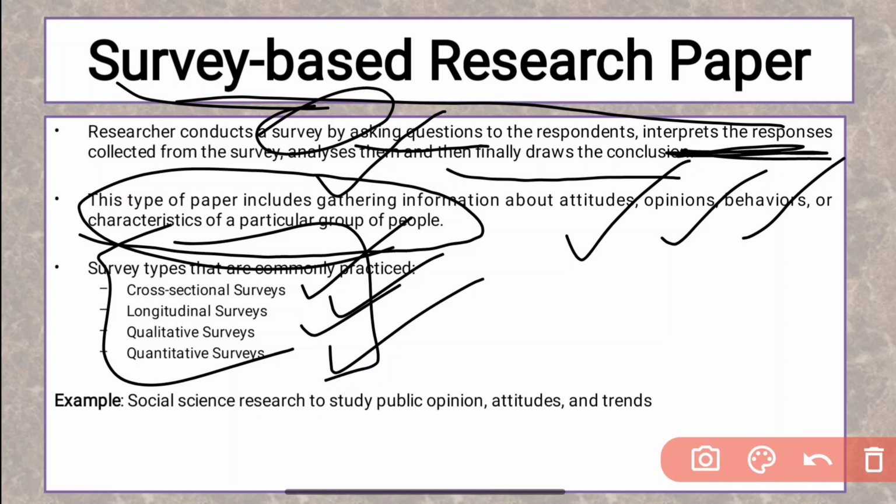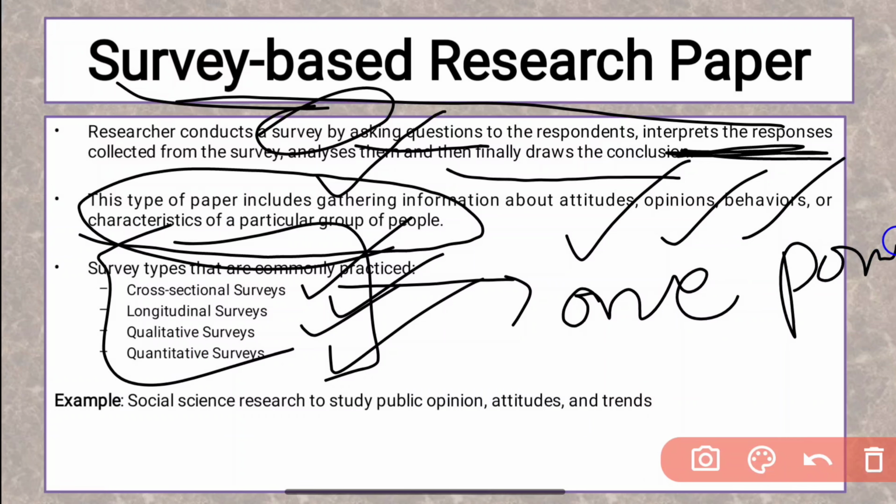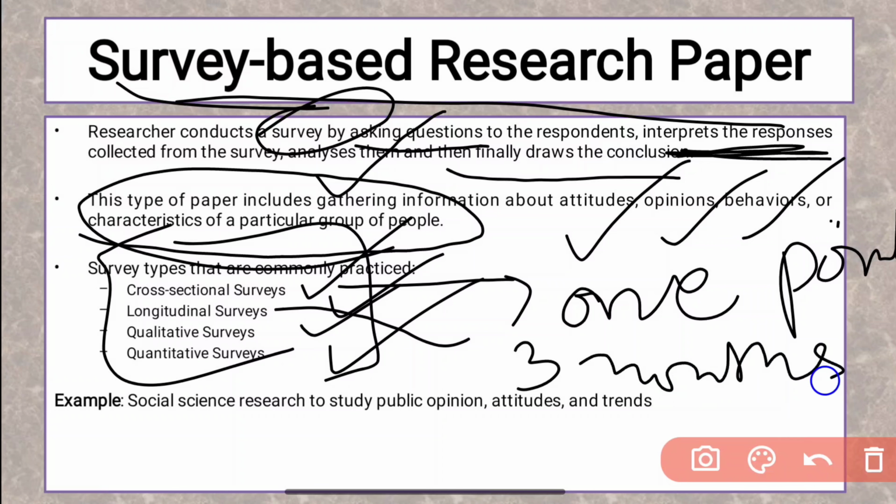Now what is cross-sectional? Cross-sectional is that we are collecting the data from the respondents at one point of time only, right? One point of time. And longitudinal is that I have collected data today and after say 3 months I am going to collect the data again from the same respondents on the same questions. This is the longitudinal, right?